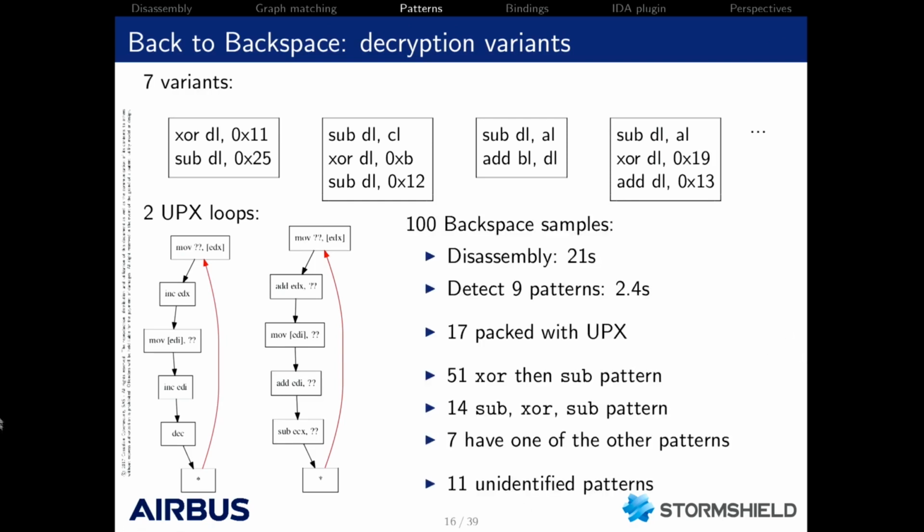On our 100 backspace samples, it took around 20 seconds to disassemble them. Then to do the matching of 9 patterns, it took a little more than 2 seconds. In the end, we see that there are 17 files that are packed with UPX. Half of the samples have the first pattern that we looked at, and the other patterns are used sometimes. And in the end, there were still 11 binaries that we did not identify correctly.